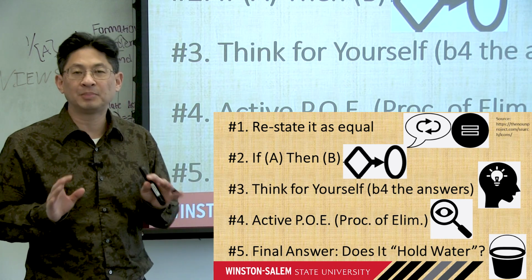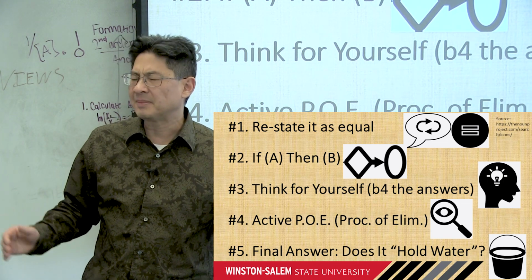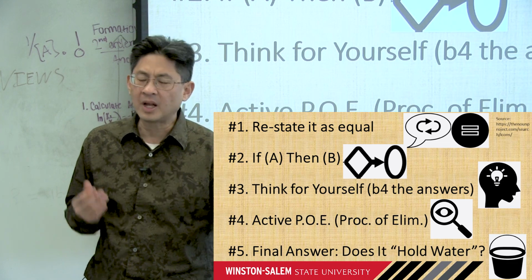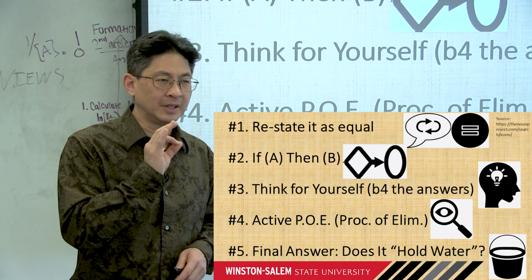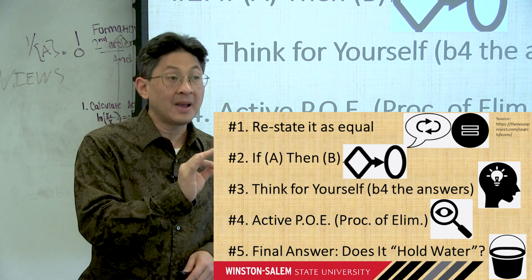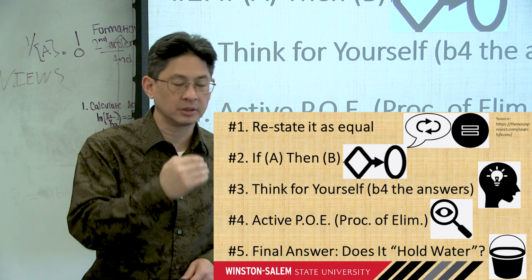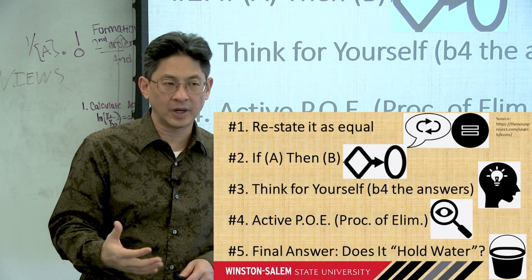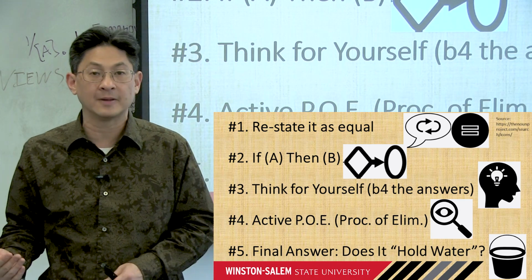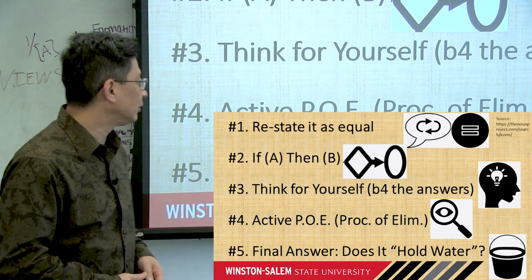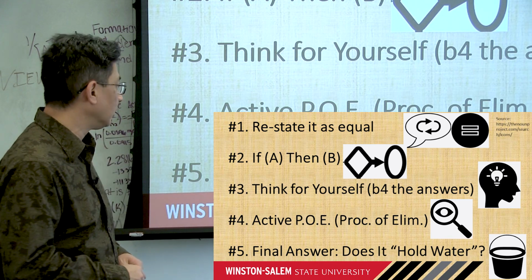Number 4, active POE, what I like to call process of elimination, as many of us know. But I'm going to show you how to do it actively. We all understand we have to cross off wrong answer choices. But how do we do that? Actively process of elimination. To do it actively means to attack the answer choices, to go at it with aggression, to understand what you're looking for as an answer, and to actively and strongly cross off the wrong ones that do not fit your expectations. That's how you do active process of elimination. And again, I'll show you plenty of examples as we go along.